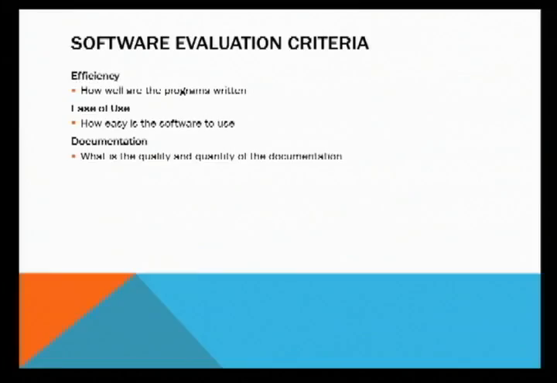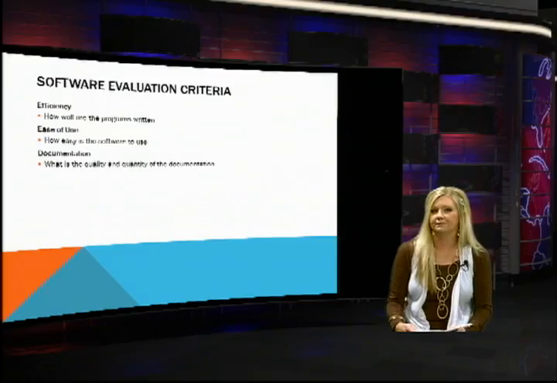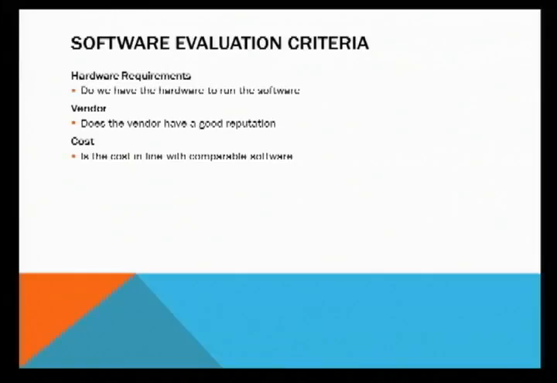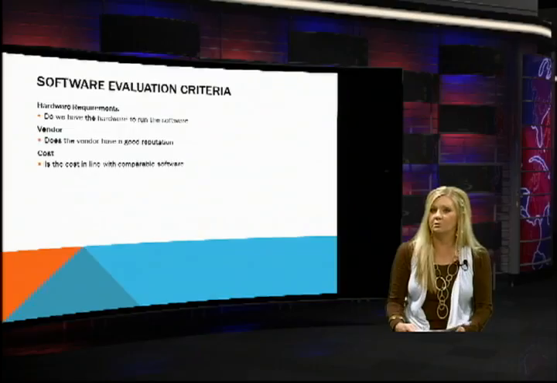When we talk about efficiency, how well are the programs written? Ease of use. How easy is the software to use? Documentation. What is the quality and quantity of the documentation? Hardware requirements to consider to make the most of your software purchase. Do we have the hardware to run the software? For our vendor, does the vendor have a good reputation? For the cost, is the cost in line with comparable software?